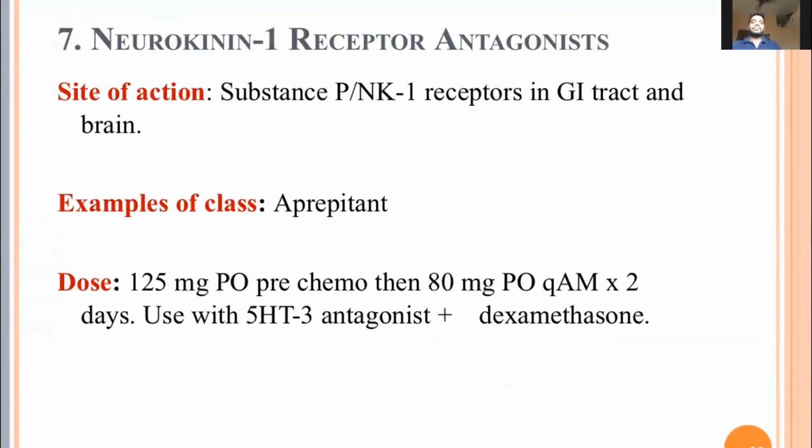We have the 7th class of drug, which is neurokinin 1 receptor antagonist. The drug is aprepitant. This is the newer drug, a little bit more efficacious and potent in controlling the nausea and vomiting. There are substance P or neurokinin 1 receptors in the GI tract and in the brain. So these drugs go and block those receptors, and this is how it acts. This can also be used in combination with 5-HT3 antagonists like ondansetron and with dexamethasone.